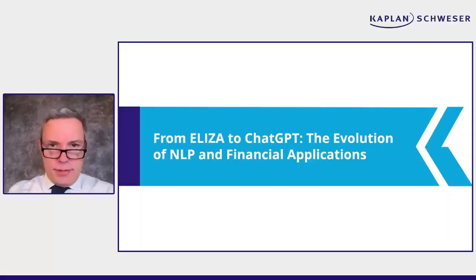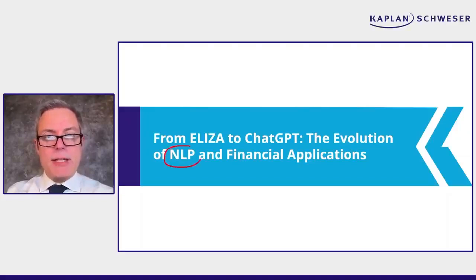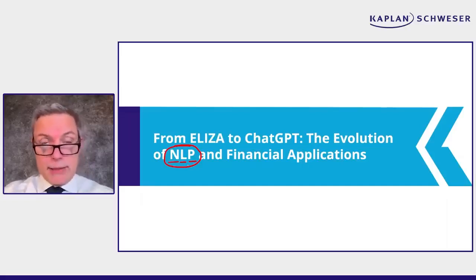From ELIZA to ChatGPT, the evolution of NLP. So this is a reading on natural language processing, which is applying computers to text and creating programs which can understand text and even respond.